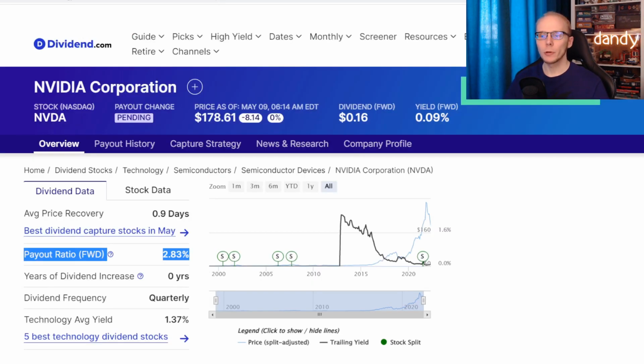Now, one more metric I want to check is the payout ratio. The percentage here shows how much of the company's earnings are paid out to investors as dividends. So in NVIDIA's case, the payout ratio is now at 2.83%. This means that of every $100 in earnings, they are paying out less than $3 to shareholders as dividends. So it seems that there are plenty of profits that are not given back, but in case they do want to increase the dividends, there is still plenty of space to be doing just that.